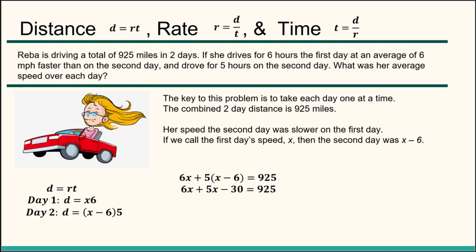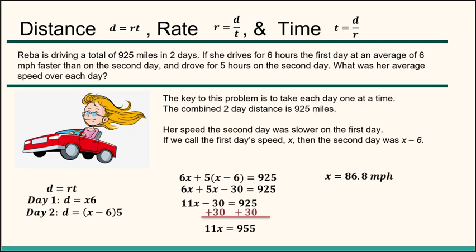I'm going to distribute that 5. Notice I distribute it to the x and the minus 6. So I have 6x plus 5x minus 30 equals 925. Simplifying that, I have 11x minus 30 equals 925. Then what I'm going to need to do is add 30 to both sides. So we're adding 30 to both sides. What we're going to get is 11x equals 955. So I'll get that x, which is her first day's speed, is 86.8 miles per hour.